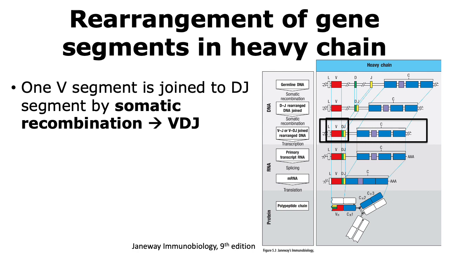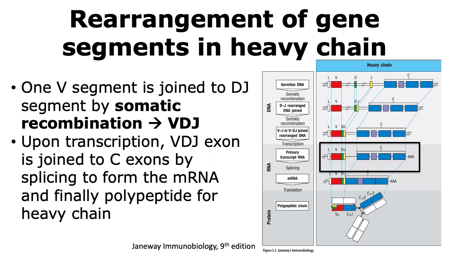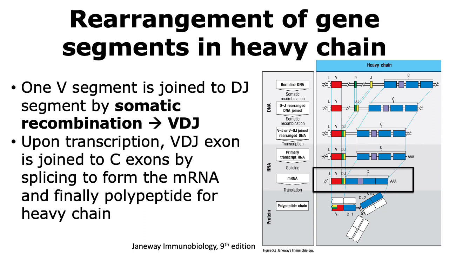Once VDJ recombination has occurred, the DNA will be transcribed to form the primary transcript RNA, where we can see the VDJ exon followed by the C exons. The primary transcript RNA will then undergo processing, where the exons will be joined and splicing will occur, and then this messenger RNA will be translated to form the polypeptide chain that will correspond to the heavy chain of the immunoglobulin.